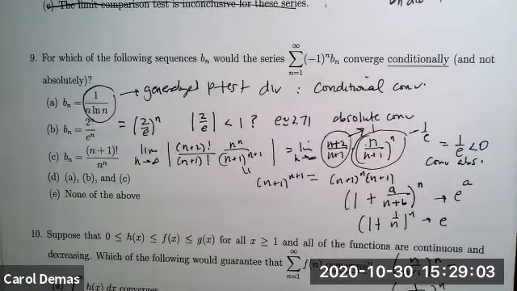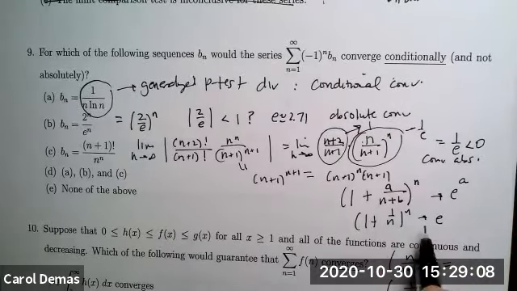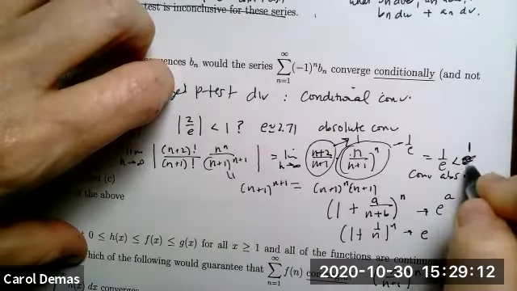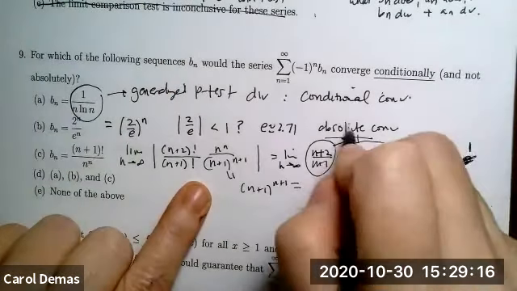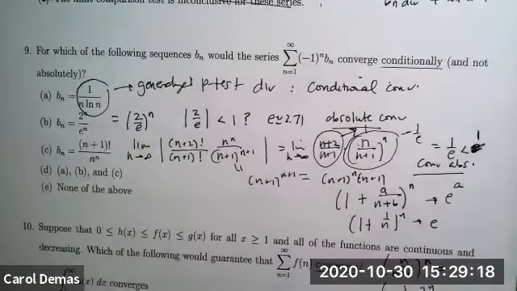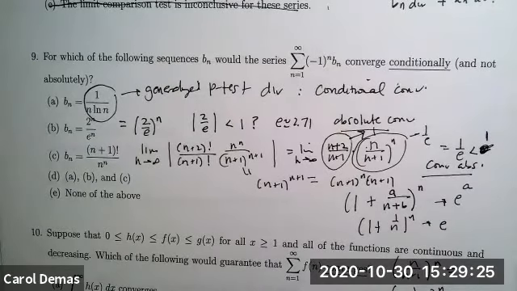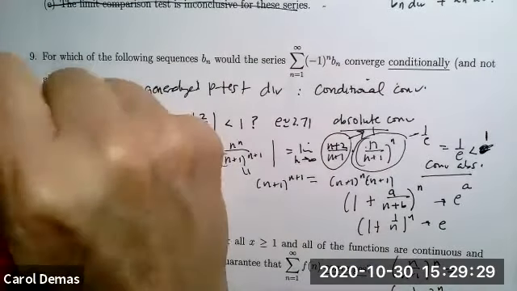Okay, so we said conditional for the first, absolute for the second. And what's the third one? This should be less than 1, I'm sorry. The third one, 1 over e is less than 1, so that's absolute. So which one converges conditionally? Only the first one, right? Only this one.